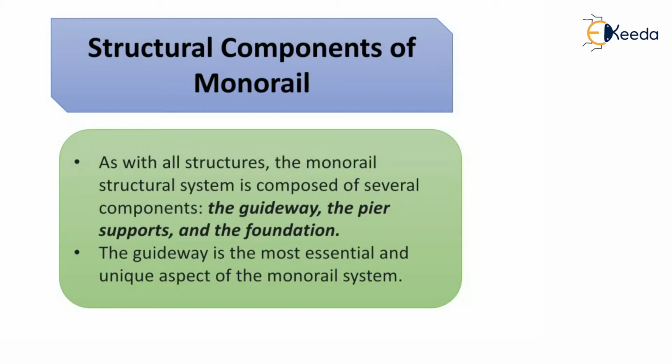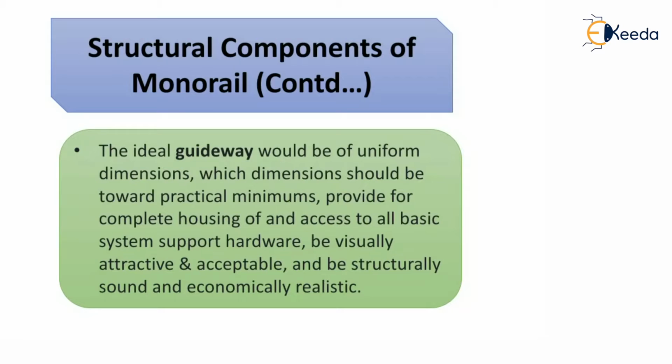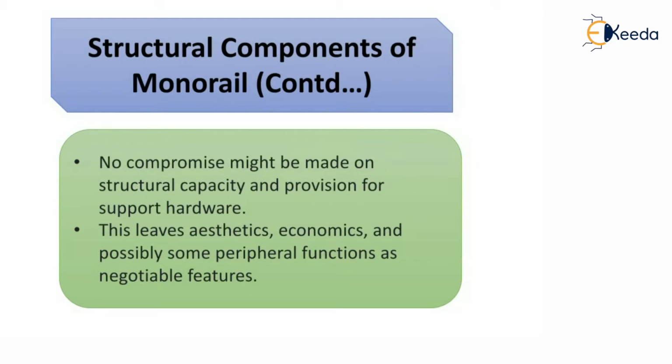Now, the structural components of monorail. There are three components: the guideway, the pier supports, and the foundation. The guideway is the most essential and unique aspect of the monorail system. The ideal guideway would be of uniform dimension, with dimensions toward practical minimums that provide complete housing of and access to all basic system support hardware, which will be visually attractive and acceptable, structurally sound and economically realistic. No compromise might be made on the structural capacity and the provision for the support hardware.